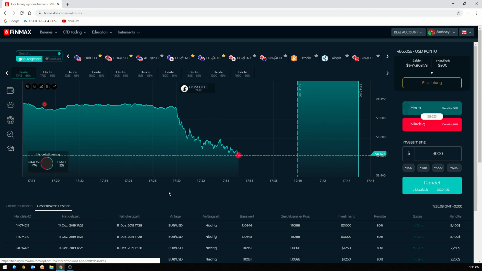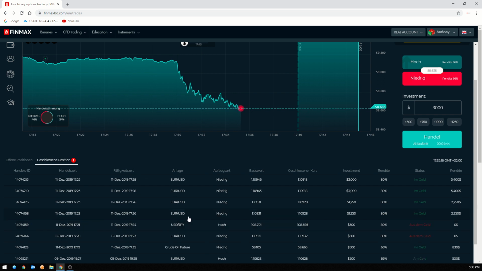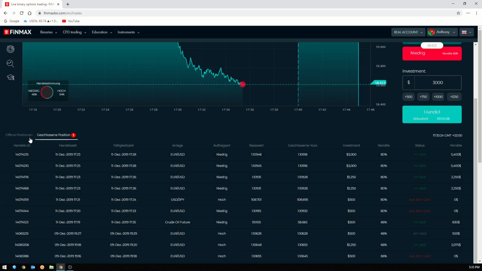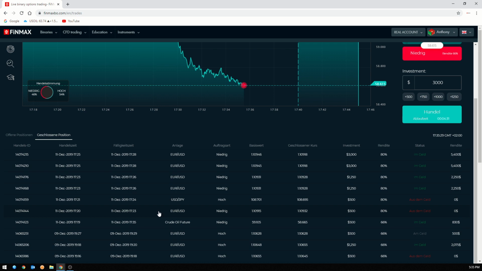Okay, to sum up, those are the trades which we have done. And those are the trades which we have also done on the Euro USD. US dollar Japanese yen was not so predictable. Let me refresh the page. Yes, the crude oil here also ended in the money.